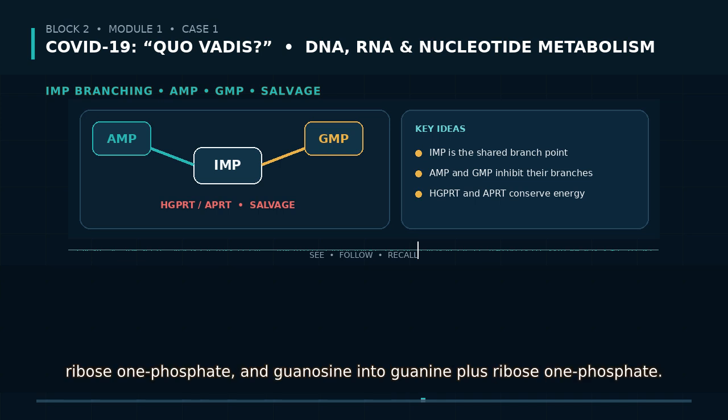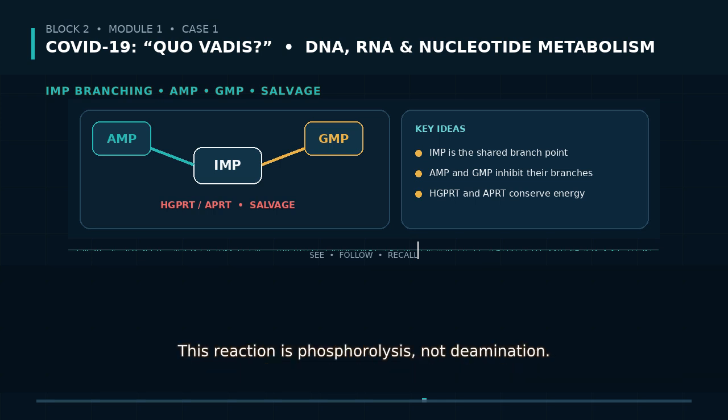The theme is consistent throughout. Accumulated products slow their own production. Degradation of purines to uric acid.